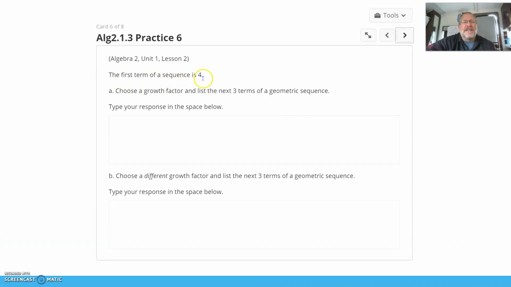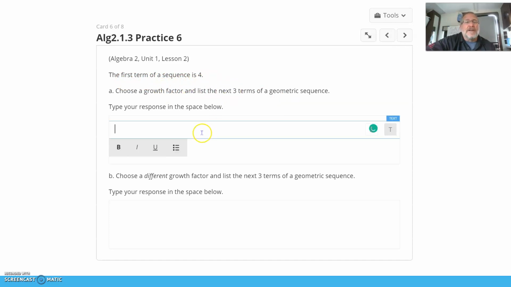Let's see. The first term of a sequence is 4. Choose a growth factor. Oh, you get to kind of choose one. So you're just going to tell me that the growth factor's, I don't know, times 2. Or again, don't use times. You're going to say GF is 2. Growth factor is 2. And then you want to list the next terms. 8. 2 times 4 is 8. 16 and 32, etc. So you get to make up your own one.